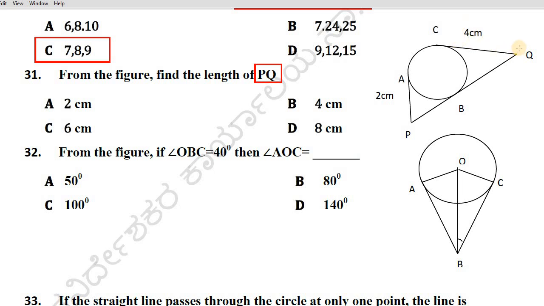See, Q is an external point for the circle. From Q we have drawn two tangents. QC is one tangent and QB is another tangent, and you are familiar that when we draw two tangents from an external point, they are equal in length. So when it is 4 centimeter, this will be 4 centimeter, I mean BQ will be 4 centimeter. When it is 2 centimeter, this will be 2 centimeter. Now 2 added to 4, 2 plus 4 is how much? 6. Option C is right.